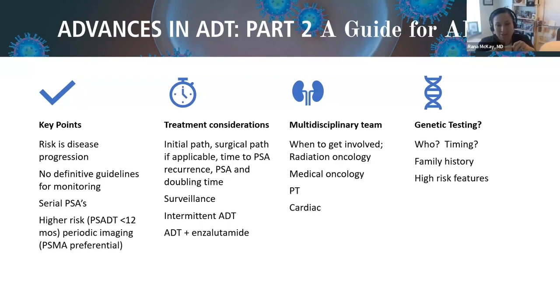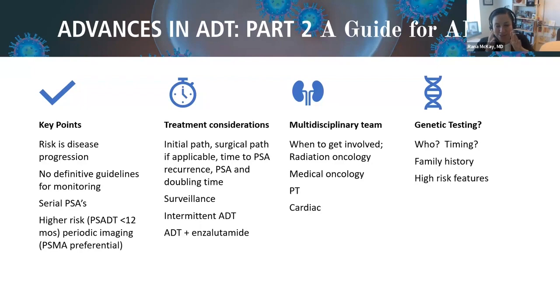I think a lot of times it's largely based off of what's the absolute number of their PSA, what's the rate of rise of their PSA, what's their incoming risk stratification, and what are the patient's goals? Actually understanding what's the patient's level of anxiety around their PSA? What's their level of anxiety around ADT and hormonal therapy?